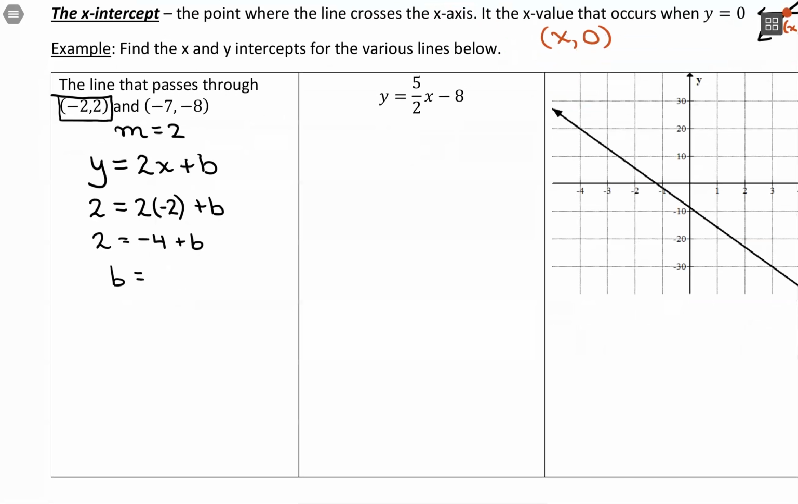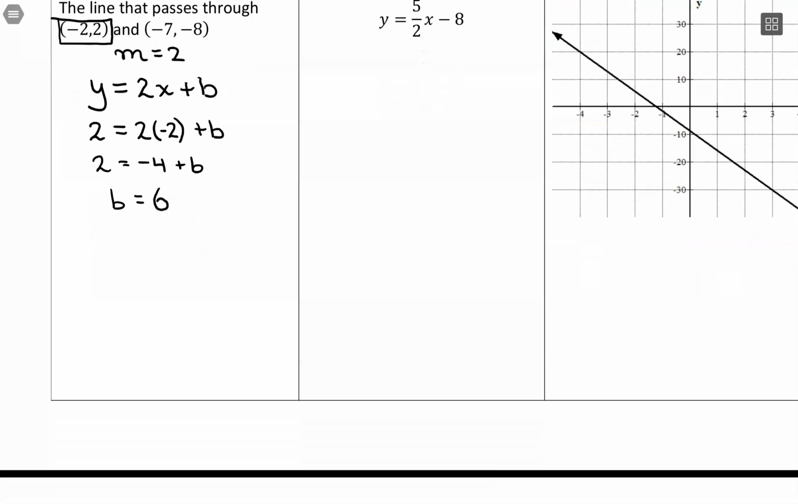I apologize, I work on my 6s, but they love to look like b's, so I'm going to try really hard. So we have this equation of a line that is y equals 2x plus 6. Yeah, that's good. So from that, we can see our y-intercept. Sorry, I don't know why I keep mixing those up. The y-intercept is that value for b of 6. So we have a y-intercept of (0, 6).